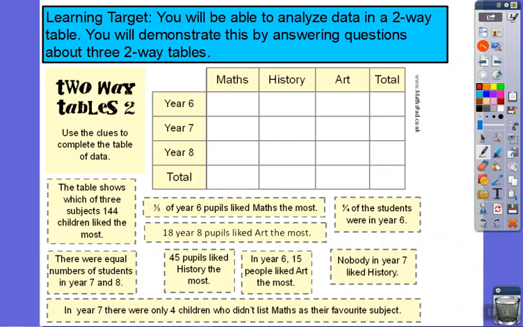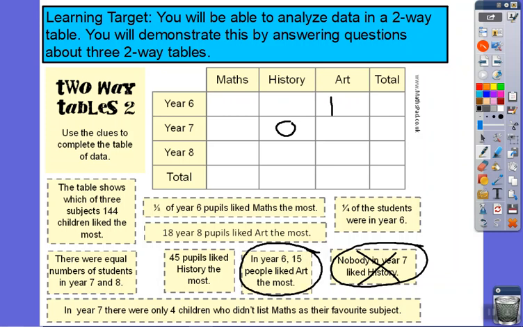Okay, now this one's just a little bit different, but it's still the same idea. I'm looking at year 6, 7, and 8, and what their favorite subjects are: math, history, or art. We've got a lot of things down here. The first one that catches my eye is that nobody in year 7 likes history. So I'm going to go across year 7 to history, and that is nobody. In year 6, 15 people like art the most. So I'm going to see where year 6 and art cross, and I'm going to put a 15 there.